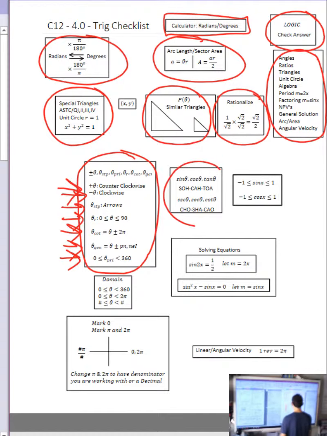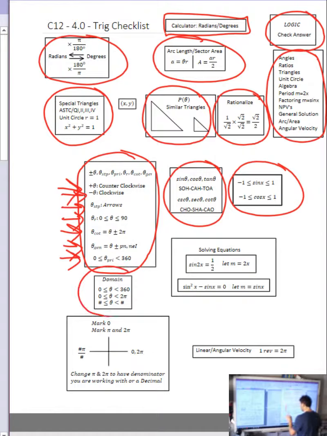Off to the right, remember we have SOHCAHTOA and cosecant, secant, and cotangent, and our mnemonic device, CHO. We have to remember that sine and cosine always need to be between -1 and 1. We can't have an opposite or an adjacent bigger than the hypotenuse, so the fraction must be a decimal between -1 and 1.